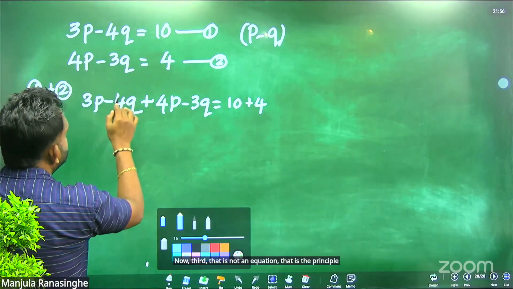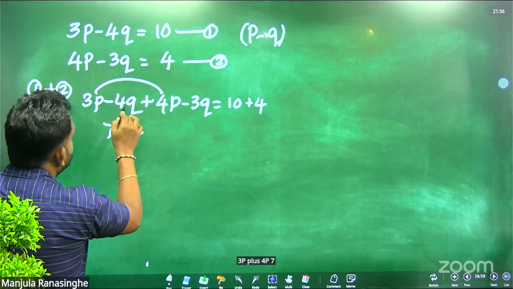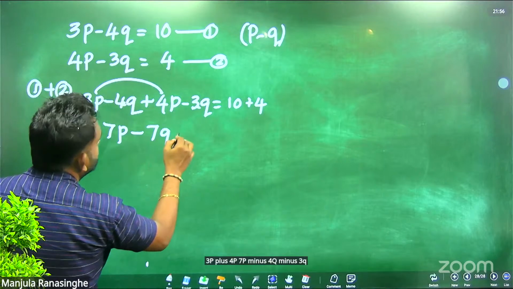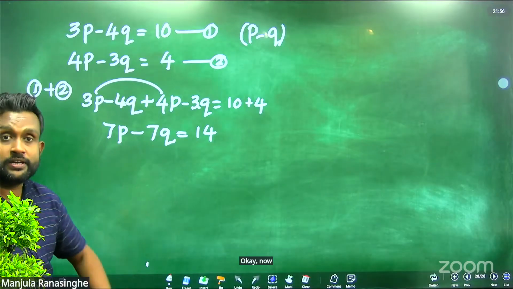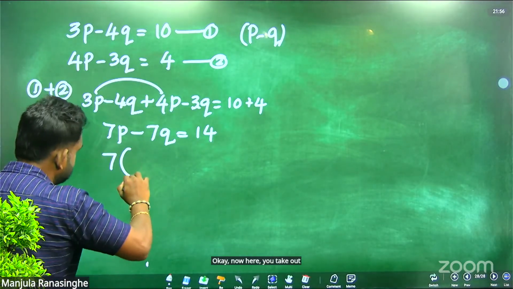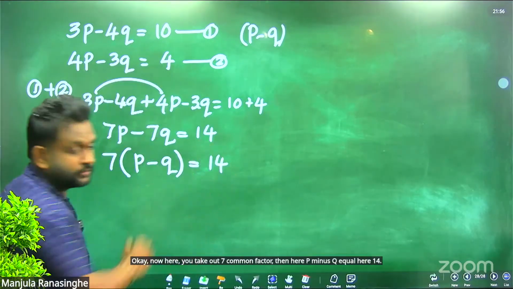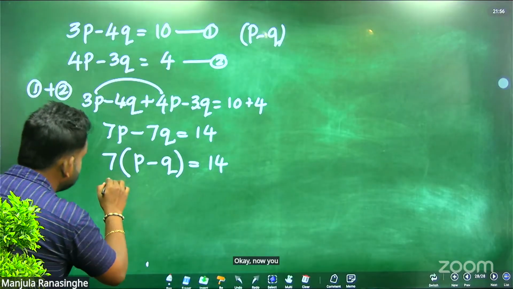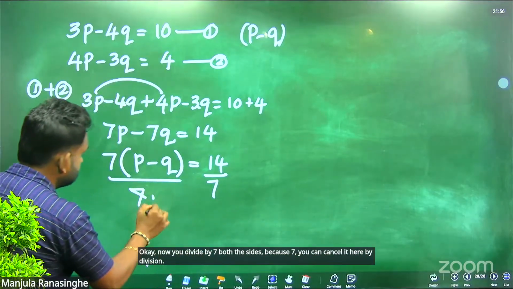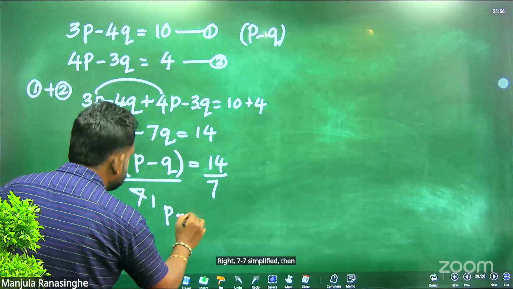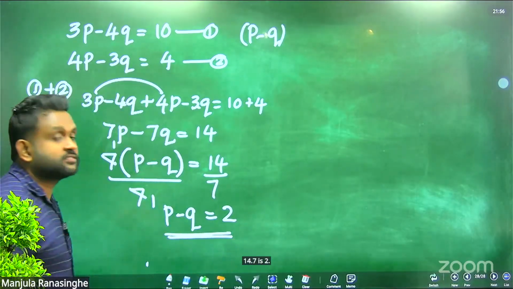So 3P plus 4P is 7P, minus 4Q minus 3Q is minus 7Q, equal 10 plus 4 is 14. Now here you take out a 7 as a common factor, then P minus Q equals 14. Now you divide both sides by 7, because you can cancel the 7 by division. 7 over 7 simplified, then P minus Q is 14 upon 7, which is 2. So P minus Q is 2.